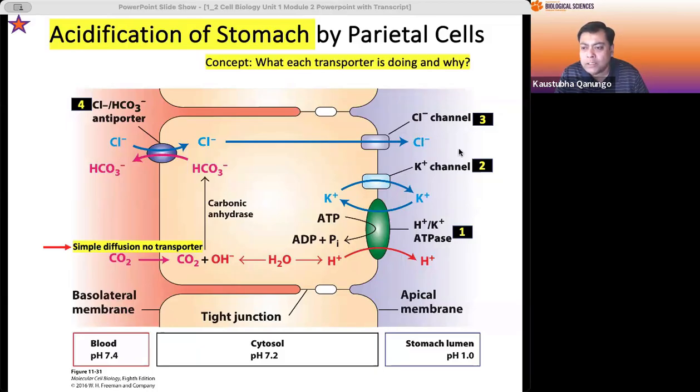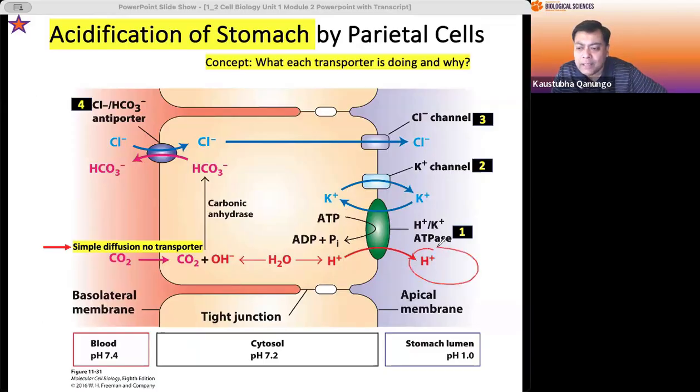You don't want it to be too much negative. So K plus manages that to neutralize that. Now, the proton pump is putting the H plus in here and bringing back the K plus. Now see what happens, how the acidification happens.